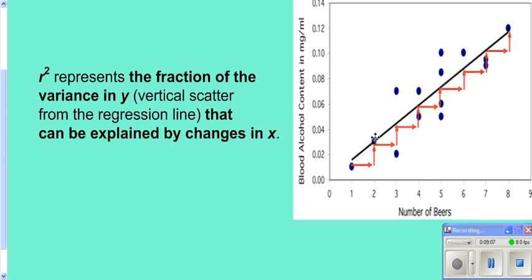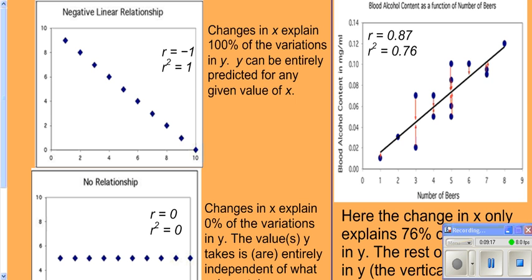So if you look at r squared in the context of this problem here, we would say your blood alcohol level has a certain value that could be explained by the number of beers. And that's coming up here that we'll be looking at. Now, over here you have your r and your r squared. So we would say the number of beers explains 76% of the variability in your blood alcohol level.